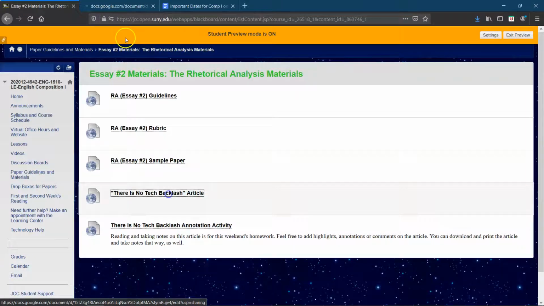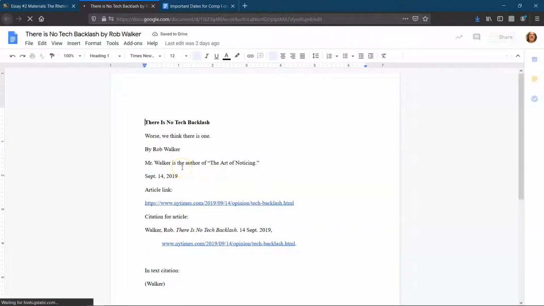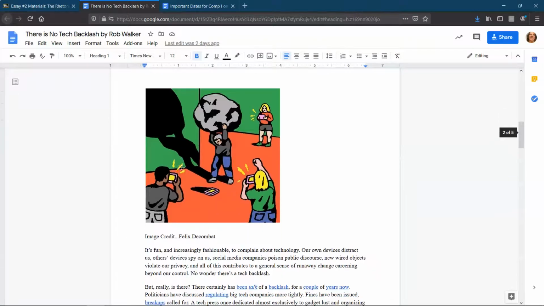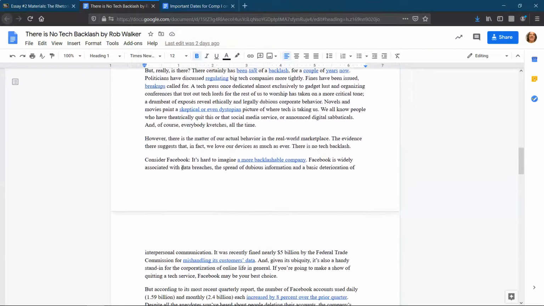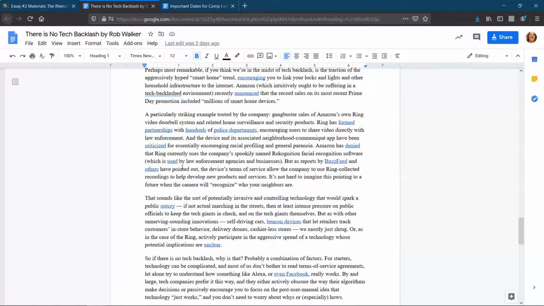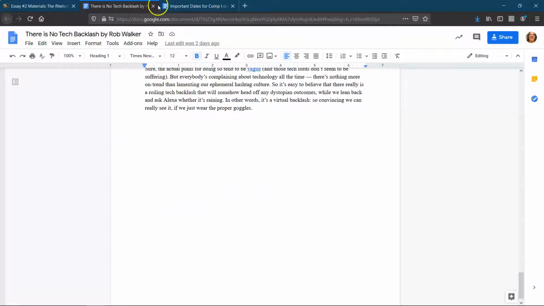And here's the "No Tech Backlash" article. Now, I do have the link included from the New York Times, but the only issue that might come up is that if you click on the article link, it might ask you to pay to subscribe to the New York Times, and I'm trying to avoid that. So that's why I copy and pasted the article into a Google Doc, so then you can at least view it for free and not run into any issues like that. So I do have the article here in a Google Doc.